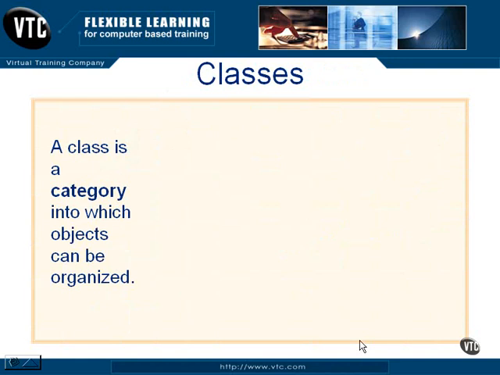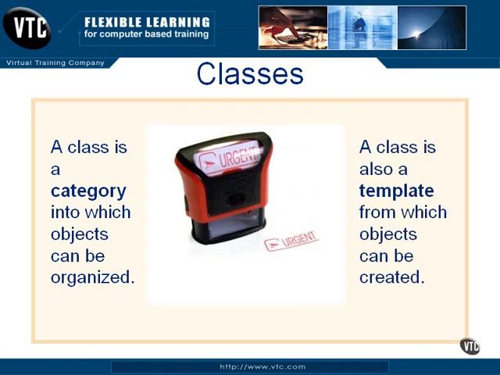So as you just saw, a class is a category into which objects can be organized. Individual instances of particular fish can be organized into the goldfish category. In addition, a class is also a template from which objects can be created. So you can think of a class as a cookie cutter or a rubber stamp. Once you've defined a class, you can use it to create brand new objects.